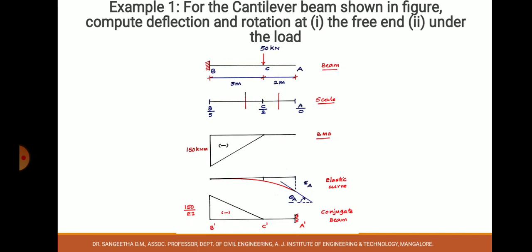So what is the point of zero shear force, maximum deflection, maximum shear force? We will solve some numericals so that there will be a clear-cut understanding. This is one small example I have taken for this. For the cantilever beam shown in the figure below, compute the deflection and rotation at the free end and under the load. So in both cases you are supposed to evaluate the rotation and deflection. The beam has one end fixed and the other end free. To be correct, when you are drawing a conjugate beam, the fixed end becomes a free end and the free end becomes fixed. That's how we are going to draw a conjugate beam.